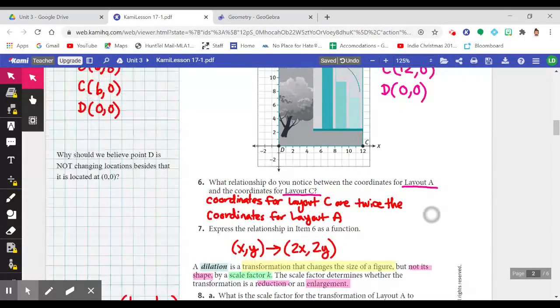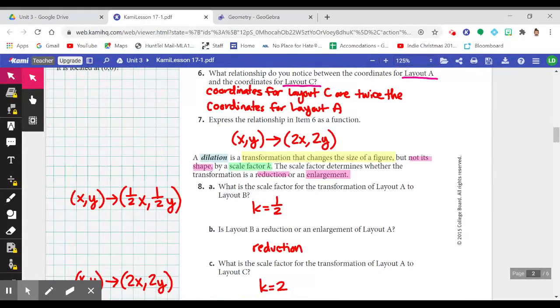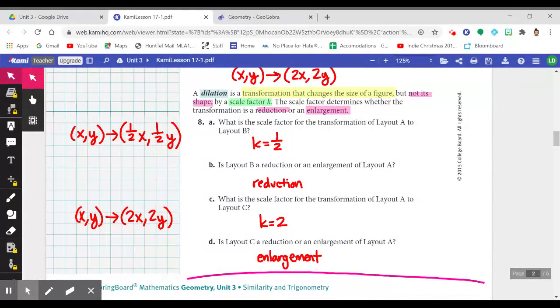These brochures are still rectangles, and not just rectangles, but similar rectangles. There are, in fact, rectangles that can be actually different in shape. So a dilation is a transformation that changes the size of a figure, but not its shape, by something called a scale factor. We use this idea of factor in algebra to refer to multiplication and how every number has factors that can multiply to create that number.